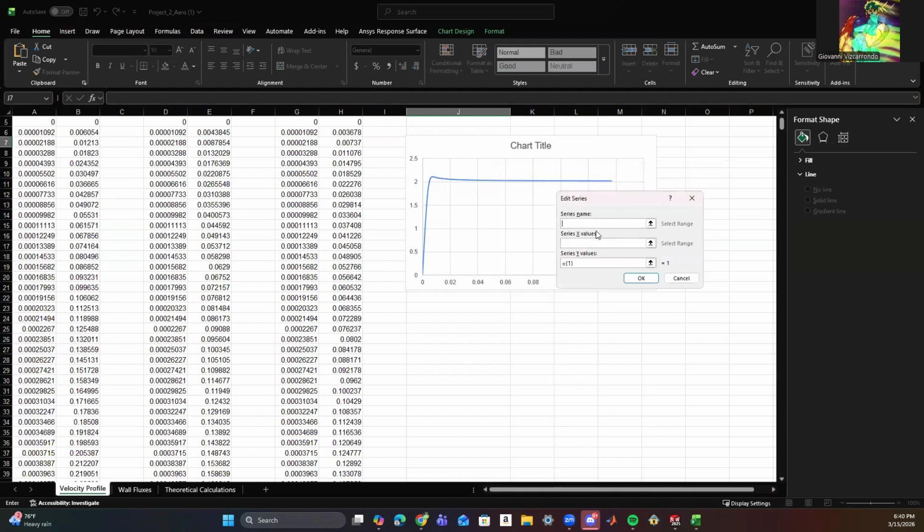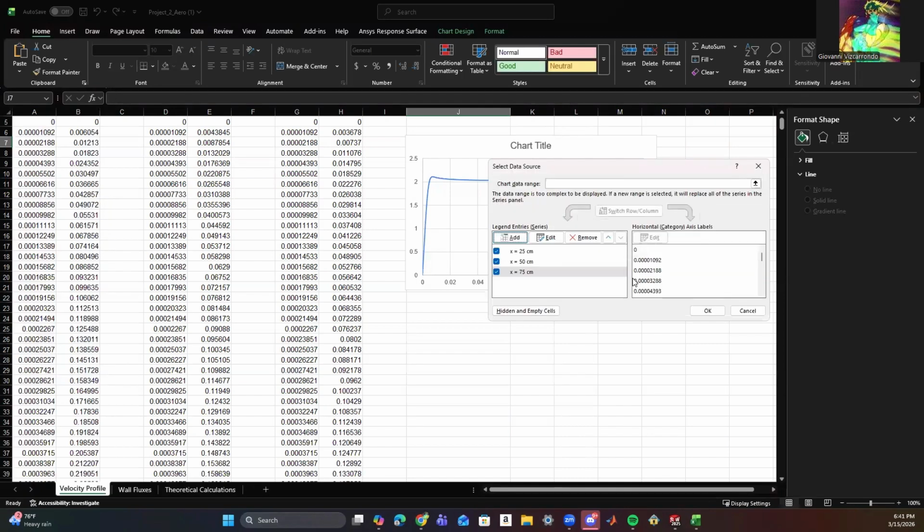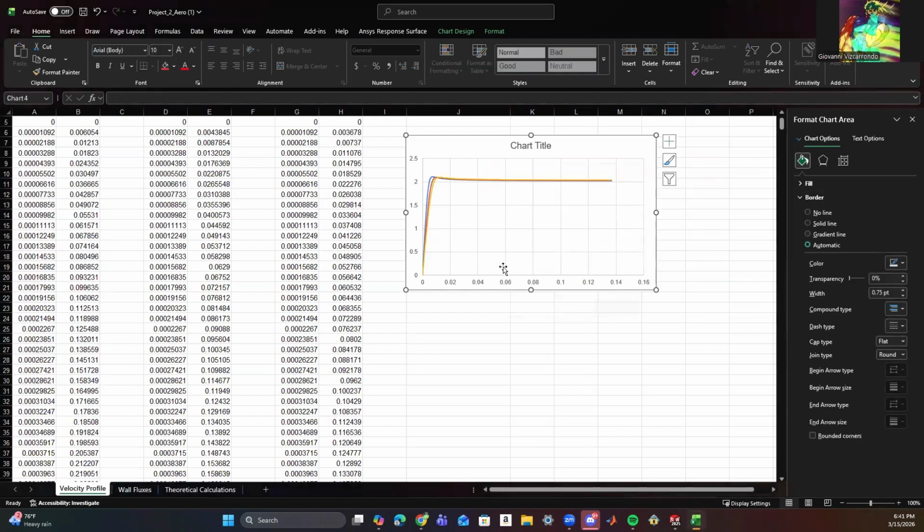Then we're gonna add another one. We're gonna do x equals 75 centimeters. Then we're gonna paste again. And this time we're gonna change it to G, G, G, and then paste again. Change A to H, H, H. Hit OK. Now that we have all three of our data sets, we're gonna hit OK. And there we have our graph.